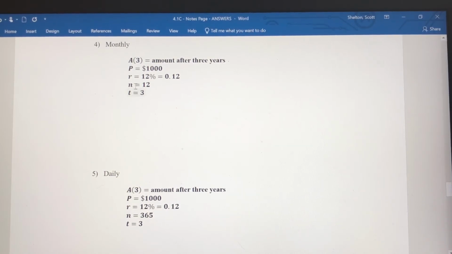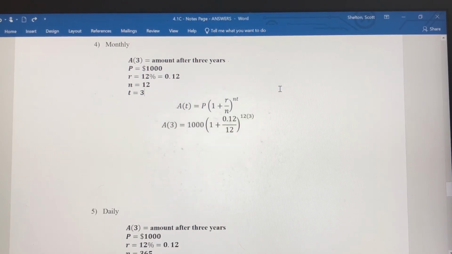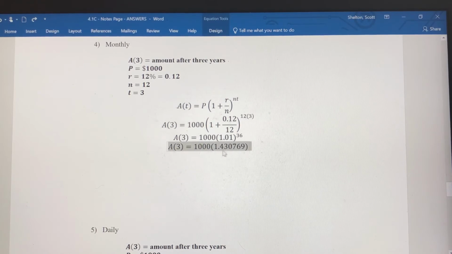Again, monthly means n equals 12. All right, so let's go through the process here. We've got our formula. Again, we're still sticking with that formula because we've got a specific period of time that we're dealing with. Plug in our known values. Order of operations now. Parentheses. When I add these together, I get 1.01. The exponent simplifies to 36. Evaluate 1.01 to the 36th power, which gives me 1.430769. Then multiply that by 1,000.